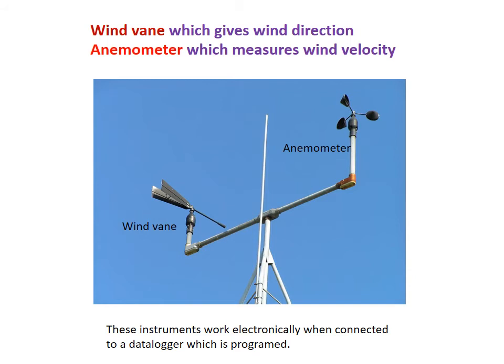Here again you can see it is a cup counter anemometer which has a reed switch inside. As the cups rotate with the speed of the wind, the reed switch is counting. So the number of counts per second or per minute will indicate the velocity of the wind. So both the direction as well as the velocity are measured using this particular equipment.